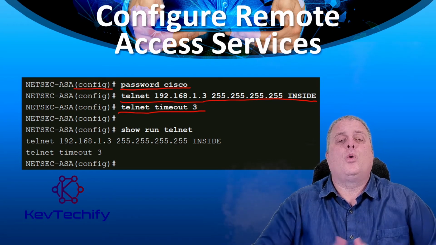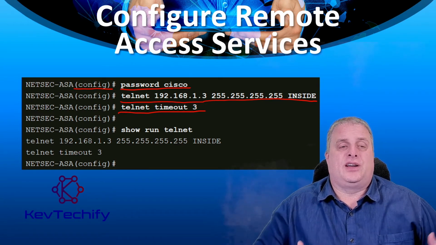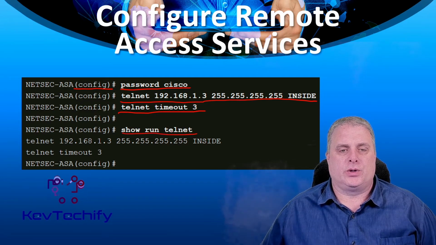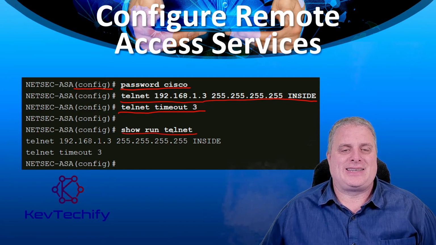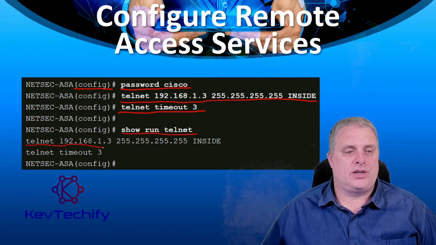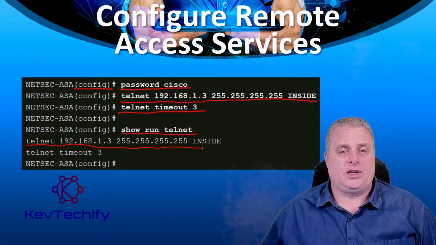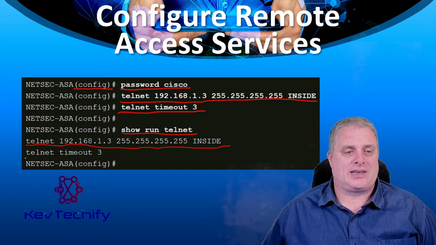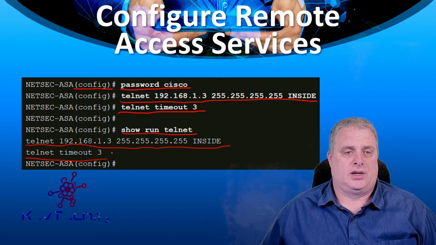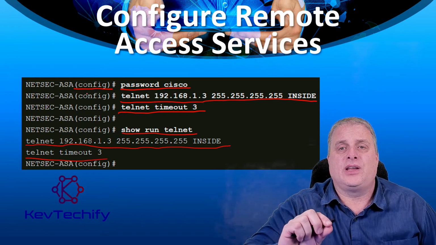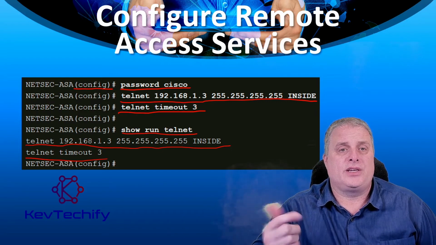You can use the show run command to verify your settings. So we did a show run, and then we added telnet on the end, so it lists only lines that start with telnet here. And we can see we have telnet 192.168.1.3 255.255.255.255 on the inside port, and then we set our timeout to 3. We verified our settings. Now, you can configure telnet to refer to the local database for authentication.